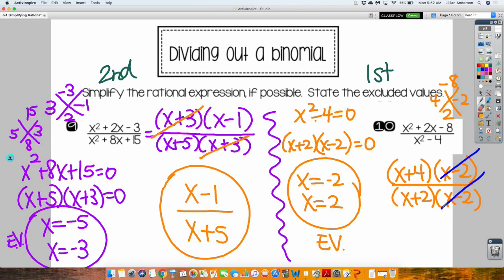X minus 2's go away. I'm telling you, it's a good feeling when they cancel out. What are you left with? And you can't go any further than that. Okay? This is how you simplify with the binomial. Questions?